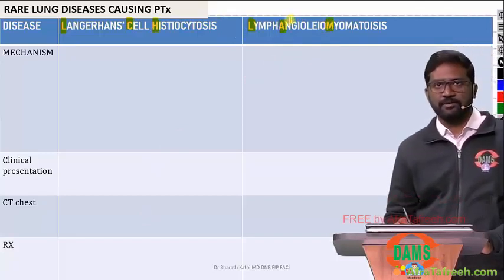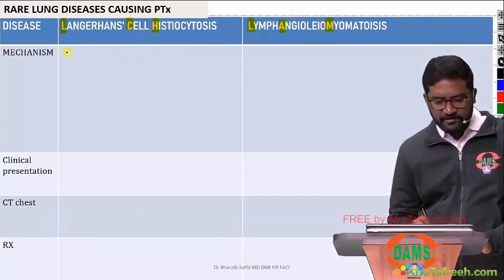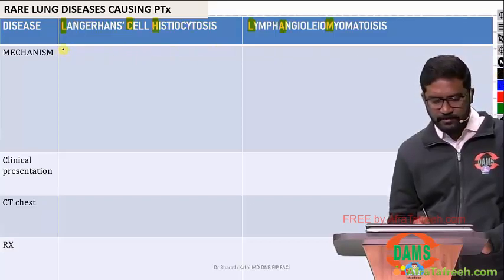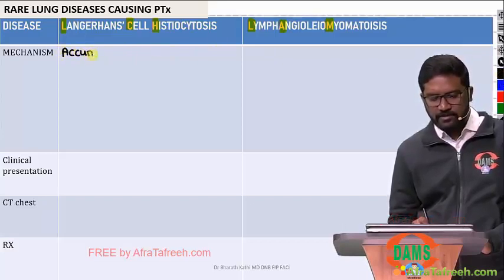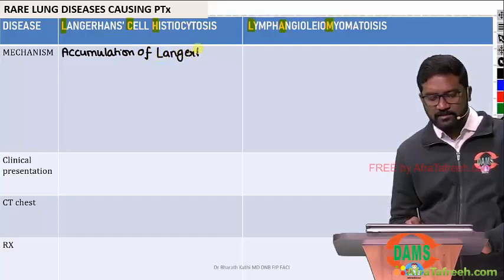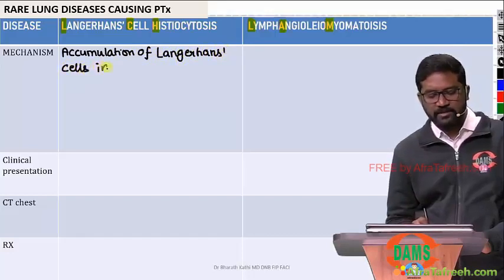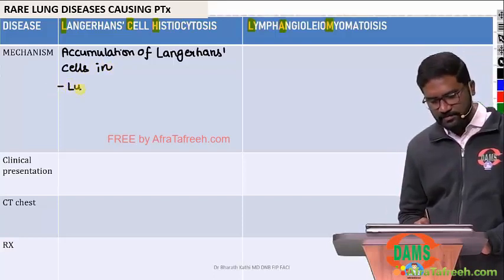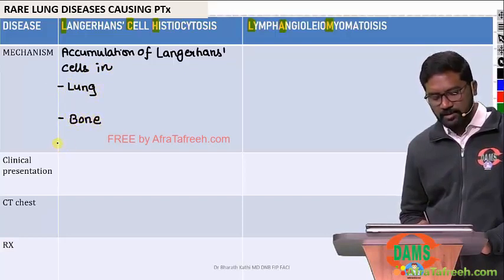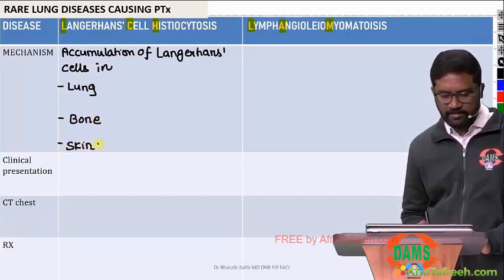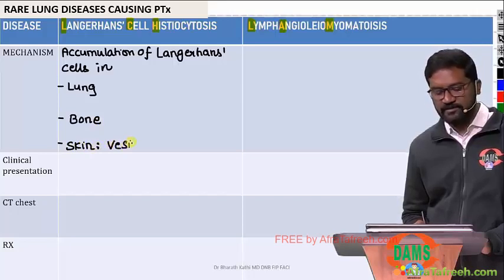lymphangioleiomyomatosis. Now coming to LCH, this is due to abnormal accumulation of immune cells called Langerhans cells in various parts of the body, such as your lung. It will accumulate in the bone. It will accumulate in the skin. Within the skin, the manifestations are vesicles and rash.